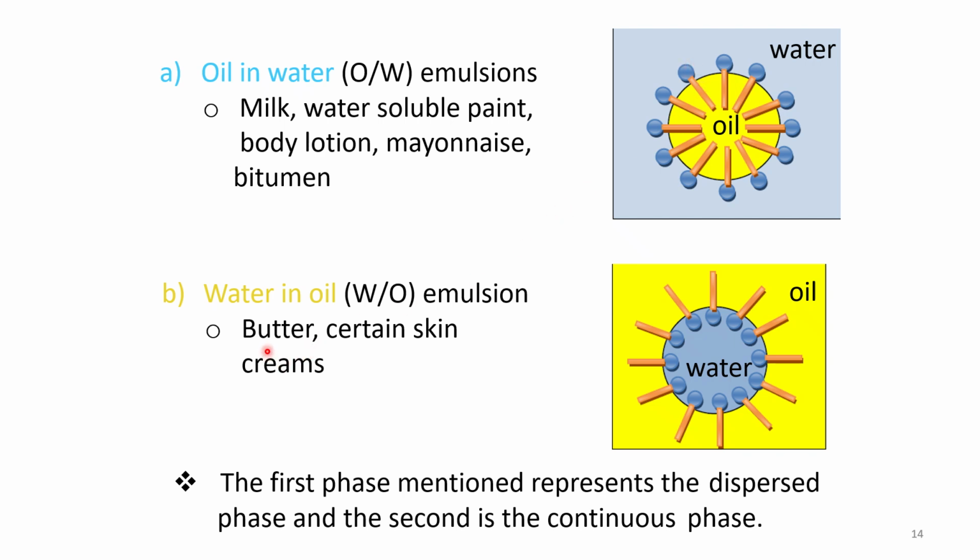On the other hand, water in oil emulsions, such as butter or certain skin creams, have the oil as the continuous phase, while the dispersed phase is water droplets. So the surfactant will arrange in the manner of a reverse micelle.